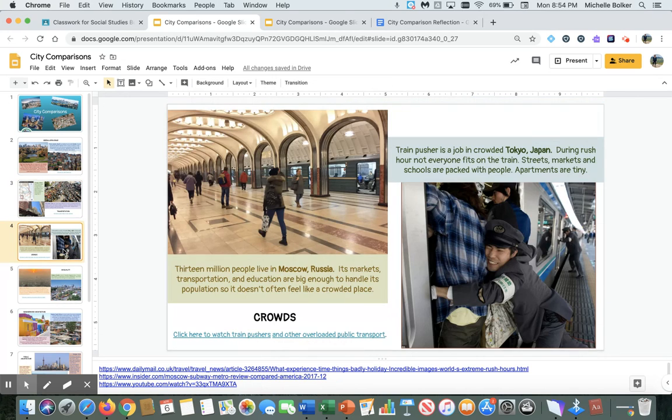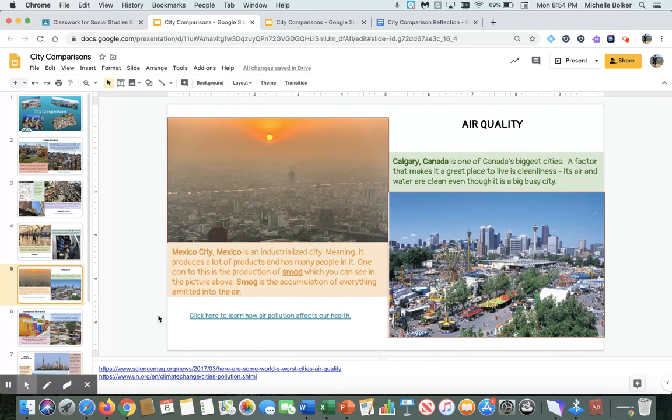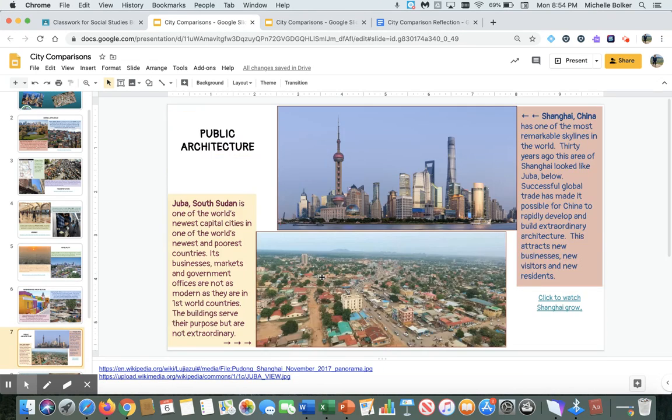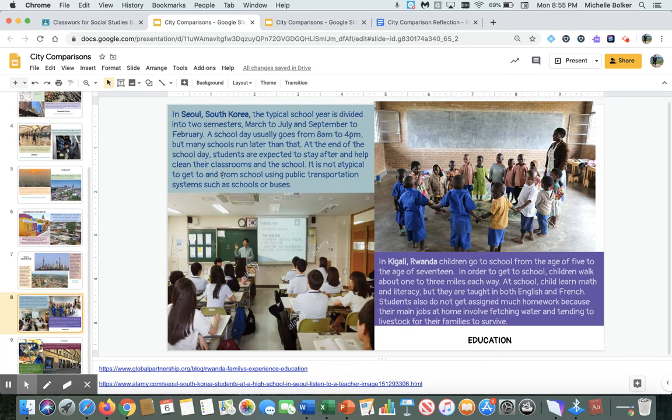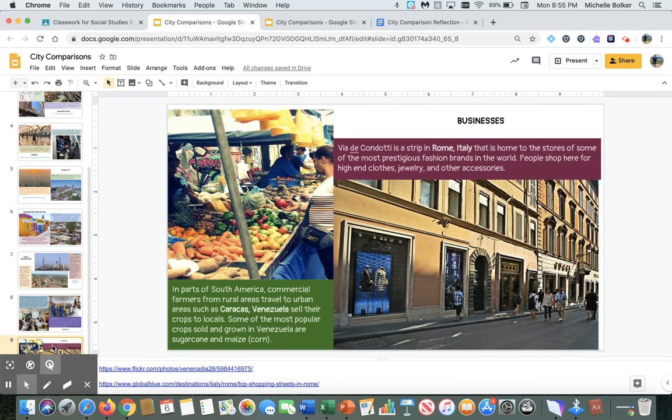Okay, so you're going to be looking through various slides. This one talks about crowds and how they're managed. This one talks about air quality. This one talks about neighborhood architecture, public architecture. Here's something about schools, and then here's something about businesses and different urban areas.